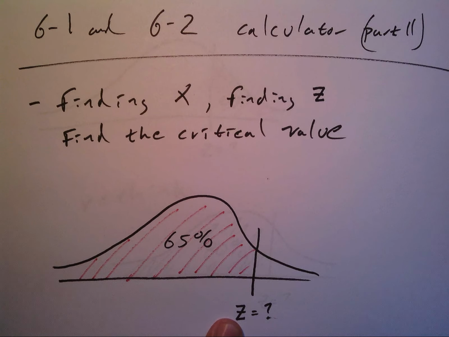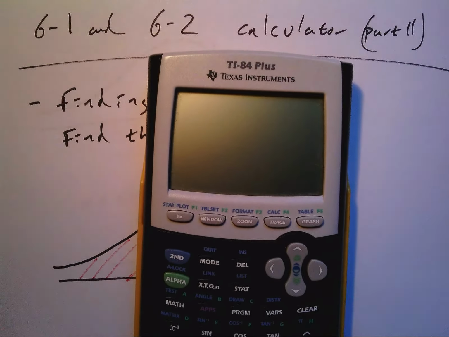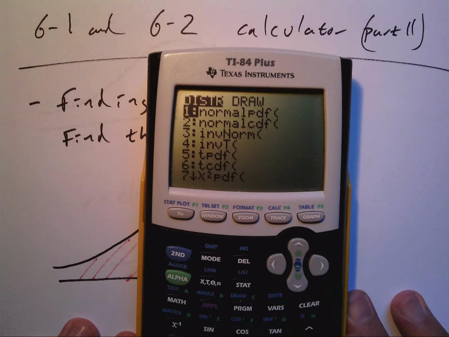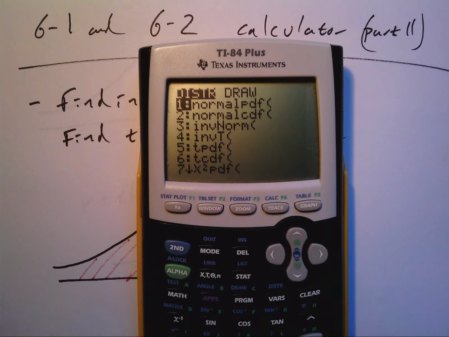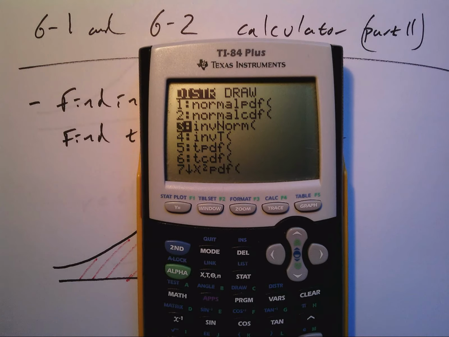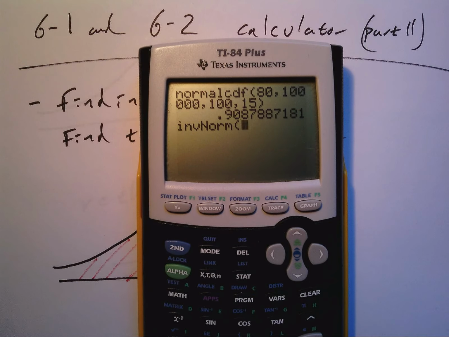z. So, when I look over on my calculator, and I go second distribution, do you see any command there that's like the reverse of doing the normal? Like number 3 here, which is inverse normal? That's what we're going to use. And the area we're plugging in is 65% or 0.65. And that is the z value that corresponds to 65%.